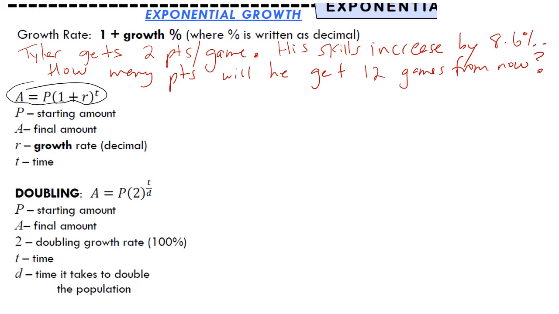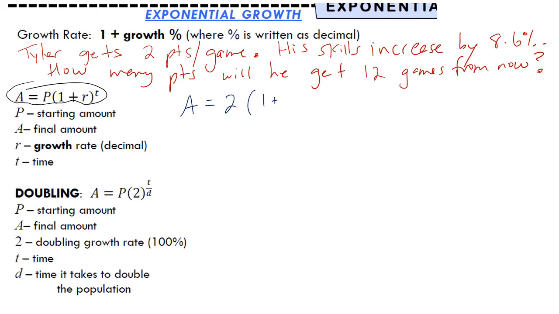So we know that it's exponential growth because it says increase. So if we're going to come up with our equation first, A equals the starting amount. He starts by getting 2 points a game. 1 plus. Now don't put in 8.6. Remember, that's a common mistake. You're going to get a huge, huge number. You have to make that a decimal.